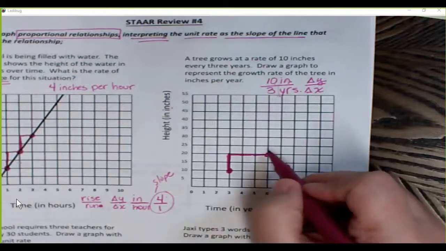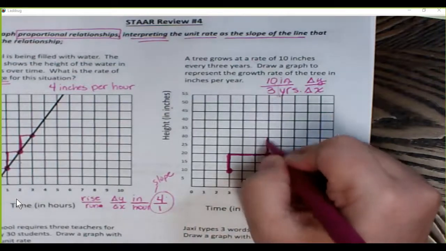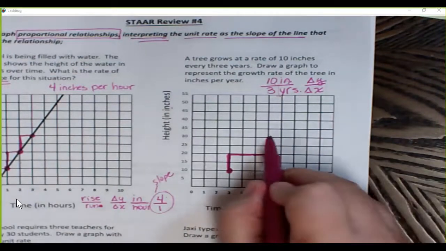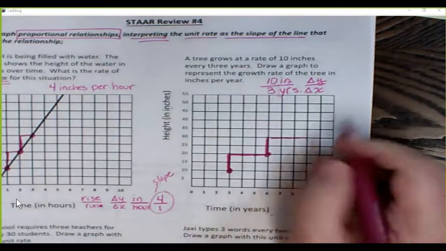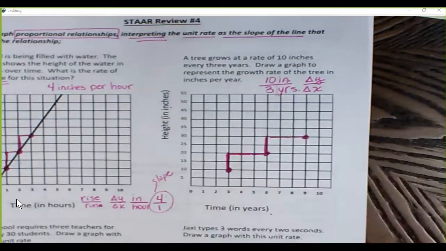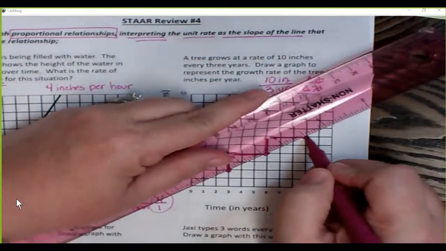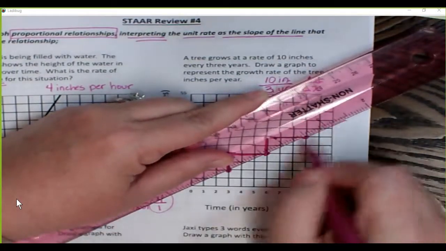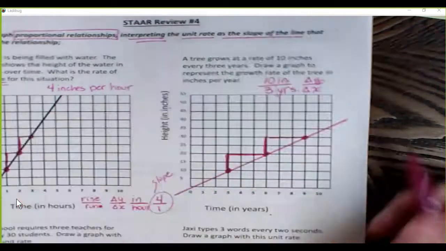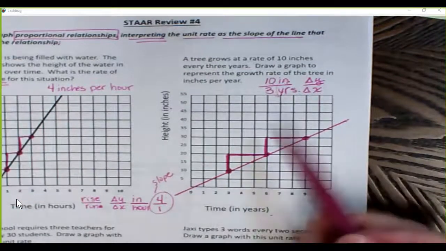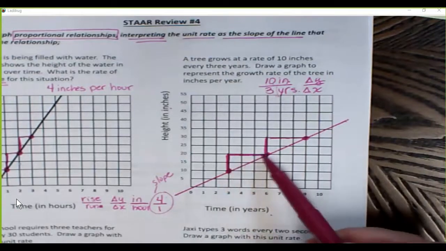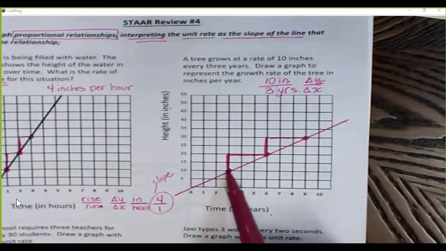I could do it again. I could rise up 10 more, run 3 over, 1, 2, 3. And then if I connected those points, you should see that they're going to go through the origin because we know it's proportional. It is the same as my slope because you can see my slope triangles, and my unit rate is 10 for every 3.